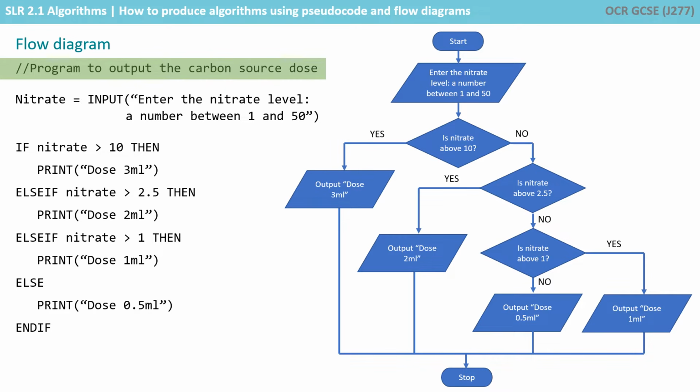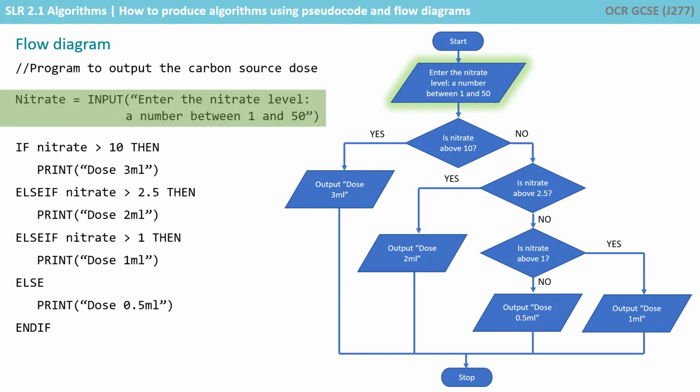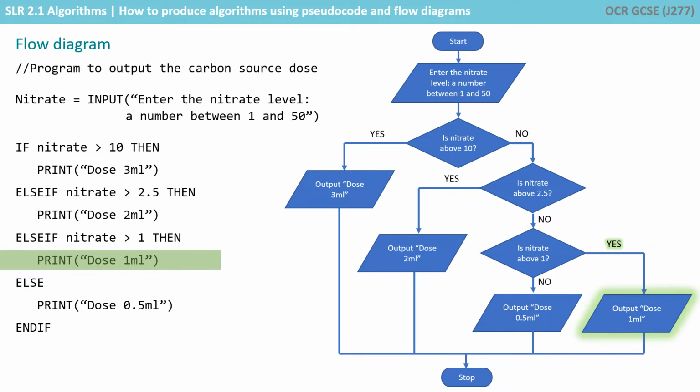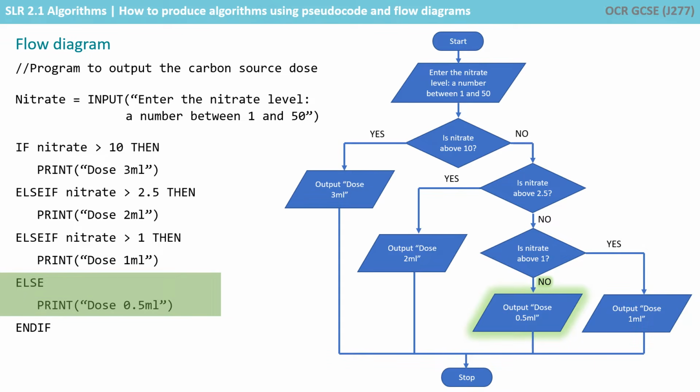We can, of course, express this algorithm in pseudocode. Here's a comment just to explain the purpose of the program. Next, we've got a variable called nitrate, which is entered from the keyboard. We ask if nitrate is greater than 10, then dose 3 ml. Otherwise, if nitrate is greater than 2.5, then dose 2 ml. Otherwise, if nitrates is greater than 1, dose 1 ml. Otherwise, dose half a ml.